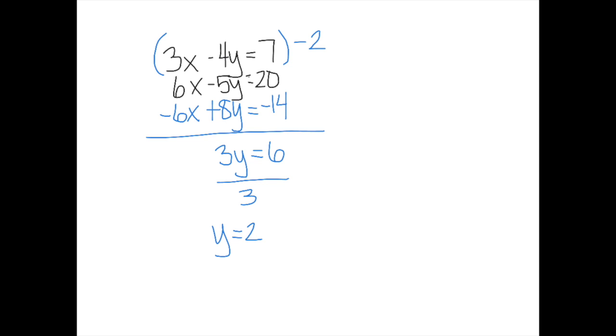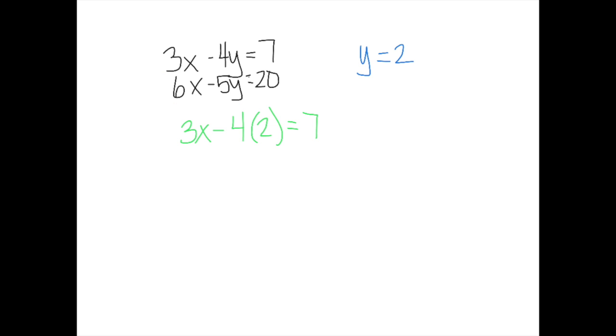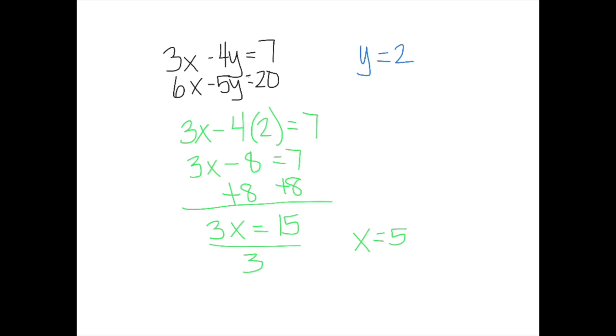Once I add my equations together, I've eliminated my x and I just have y left, so I can solve for y, and I find out that y equals 2. Now that I know what y is, I can go back and solve for x. Once again, I can pick any equation. I chose the top one once again, plugged in my value of 2 for y, simplified the equation and solved, and discovered that x equals 5. Knowing this, I know that my coordinate point that solves both these equations is 5, 2.